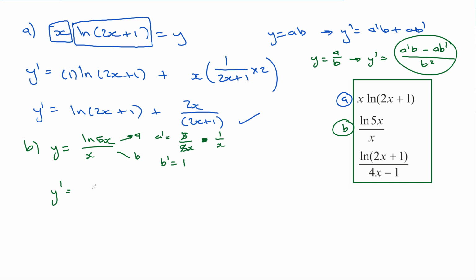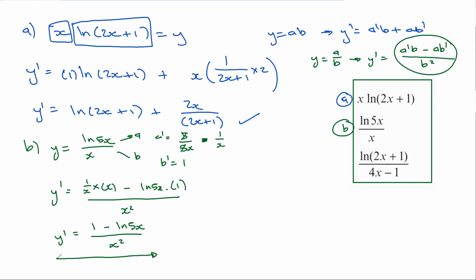And I'm going to have 1 over x multiplied by b, which is going to be equal to just x, minus a, which is ln 5x, multiplied by the derivative of b, which is 1, all divided by b squared, which is x squared. That becomes 1 minus ln 5x divided by x squared, and that would be the final derivative of it in one go.